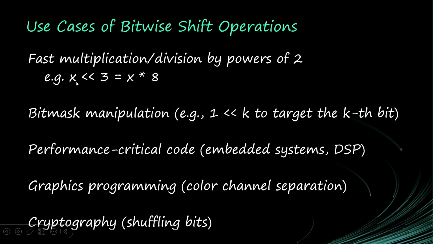So use cases: fast multiplication or division by powers of 2. I have shown you that. Bit mask manipulation. In the next session, we'll teach you about bit mask manipulation, and then performance critical code. Now, if I am writing code for embedded systems, I will not be using division or multiplication. I'll be using left shift or right shift, because embedded systems need your program to be very, very fast. Don't bother if you don't understand what I'm saying. As you grow in your career, you will understand. For graphics programming, bitwise shift operations are used. Cryptography, they are also used.